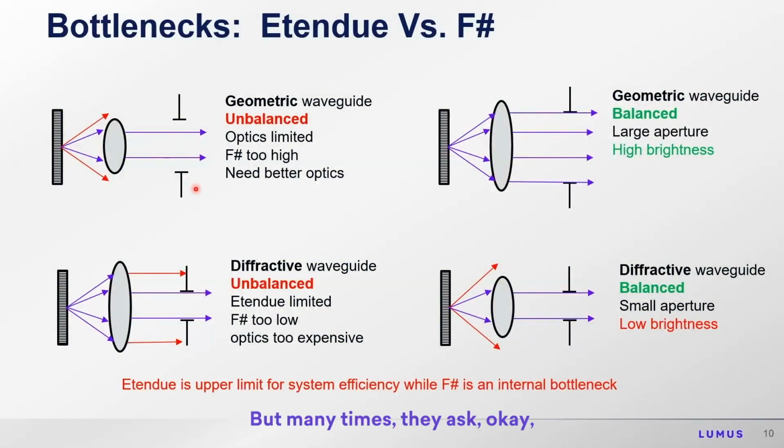So let's look. Many times I may ask, okay, I'll get a better lens, it collects at a lower F number. What is the aperture versus F number? So this is to explain the situation. We have four systems here.